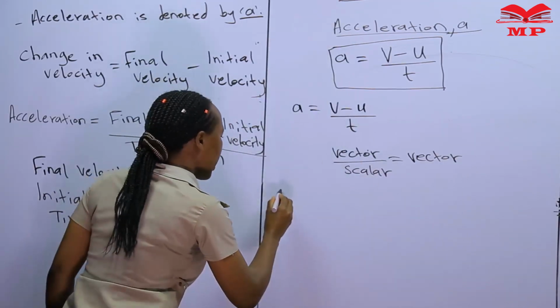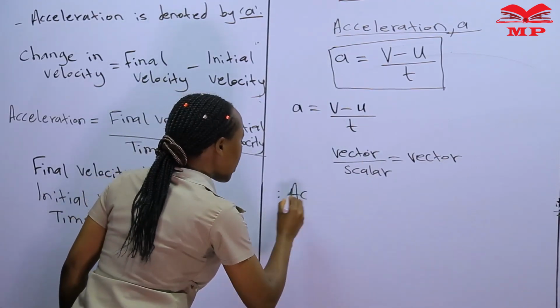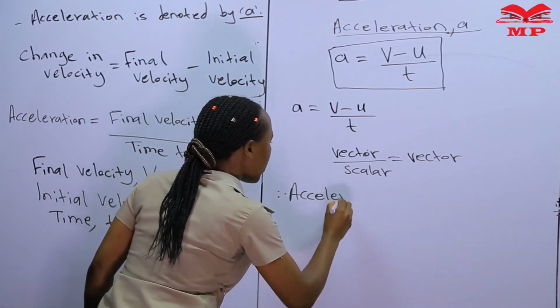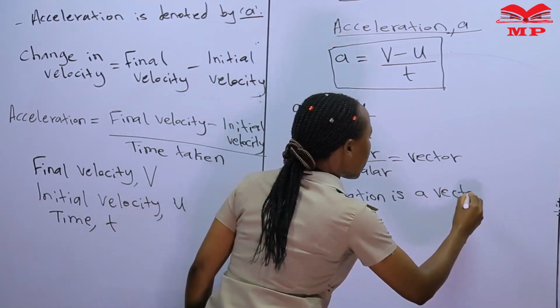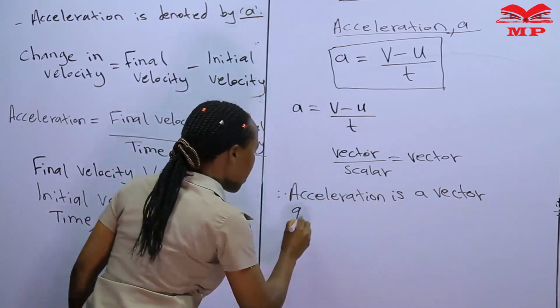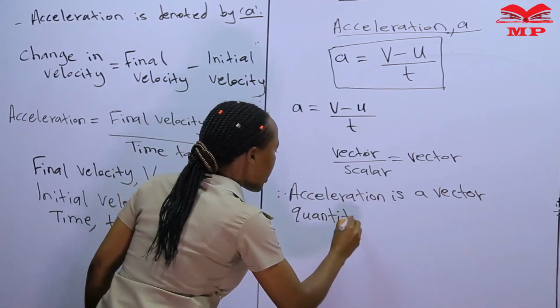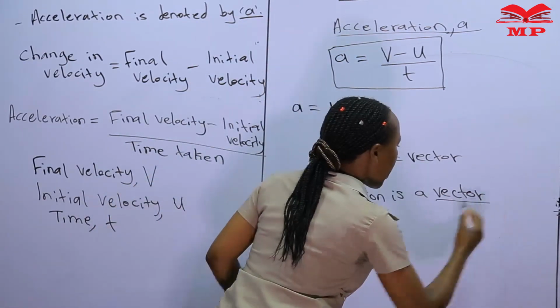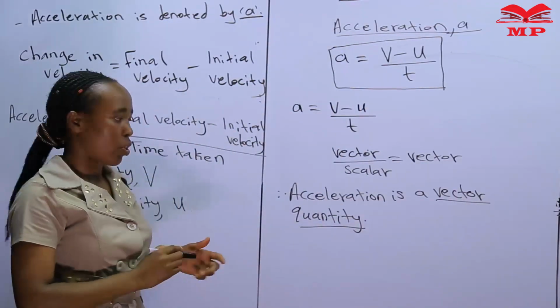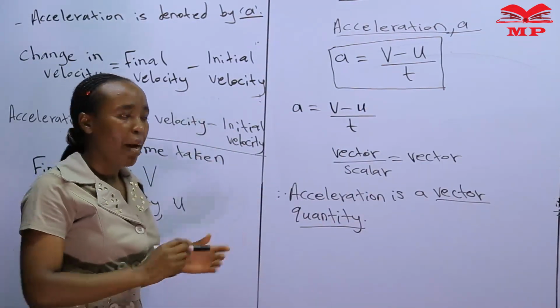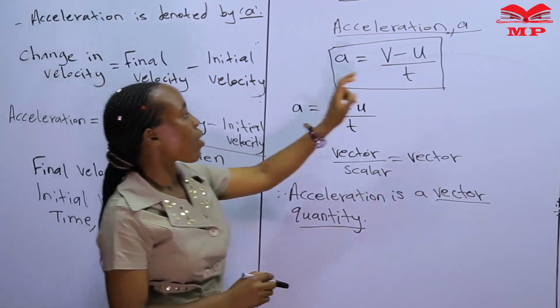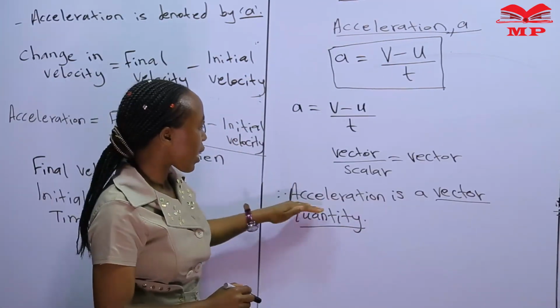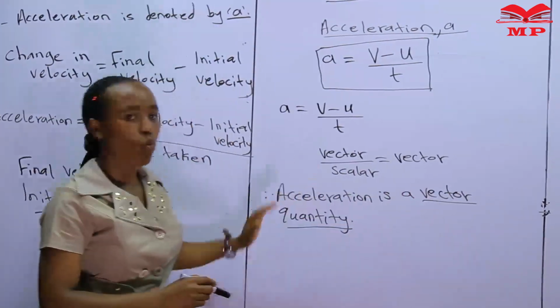And therefore we say that acceleration is a vector quantity, meaning that it shows both direction and magnitude. So that's acceleration, change in velocity per unit time. Then we have seen that acceleration is a vector quantity.